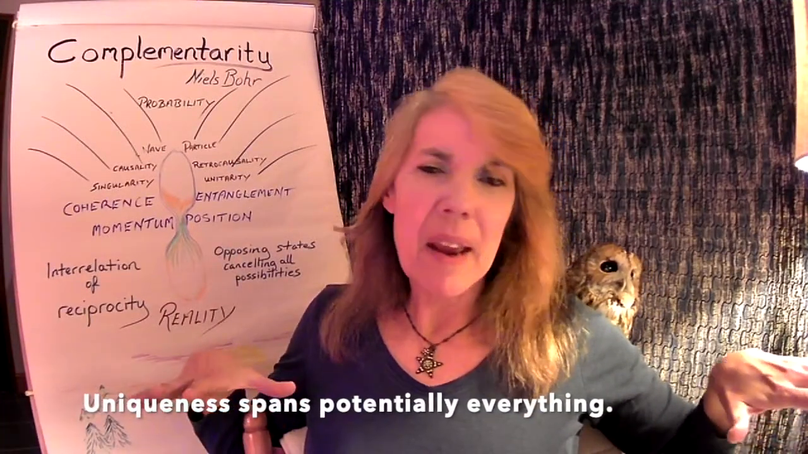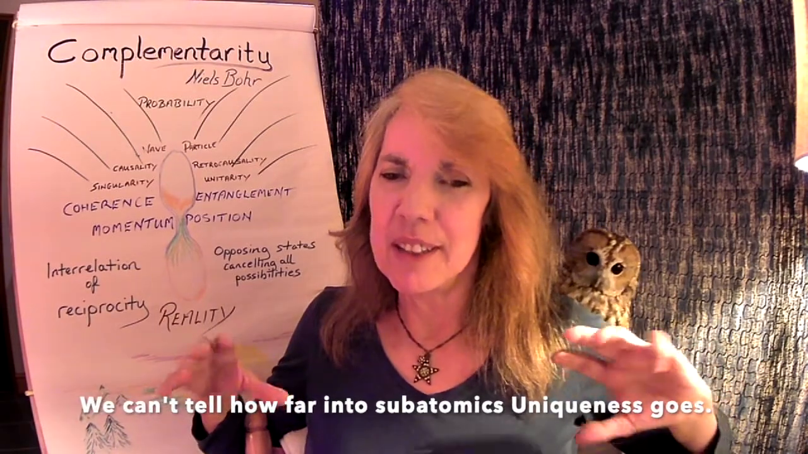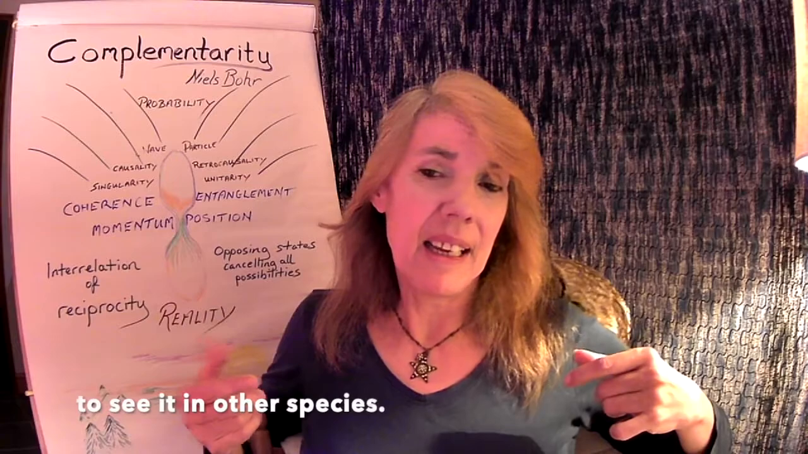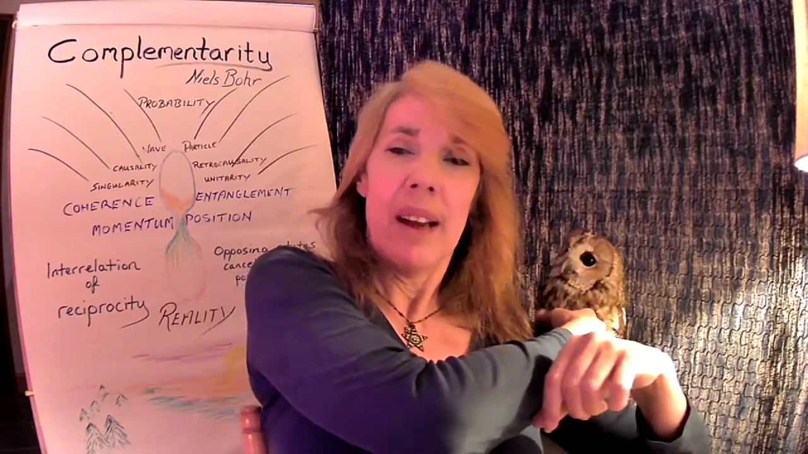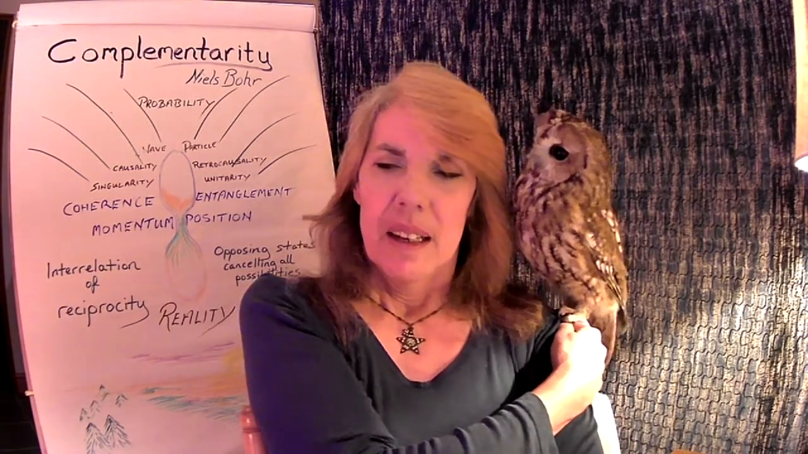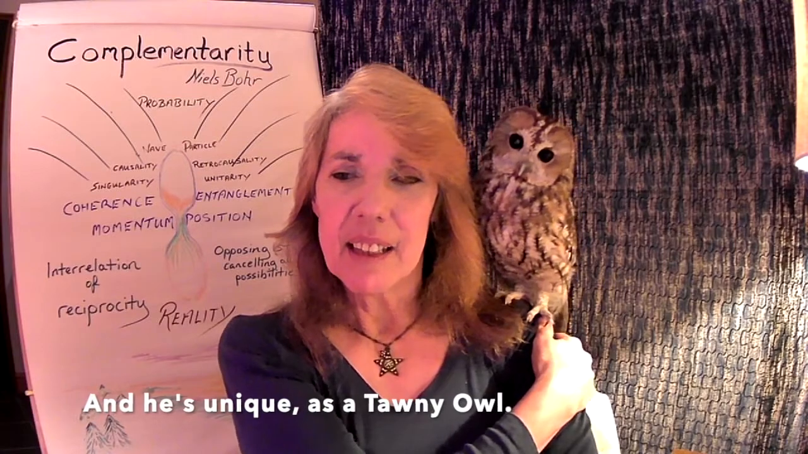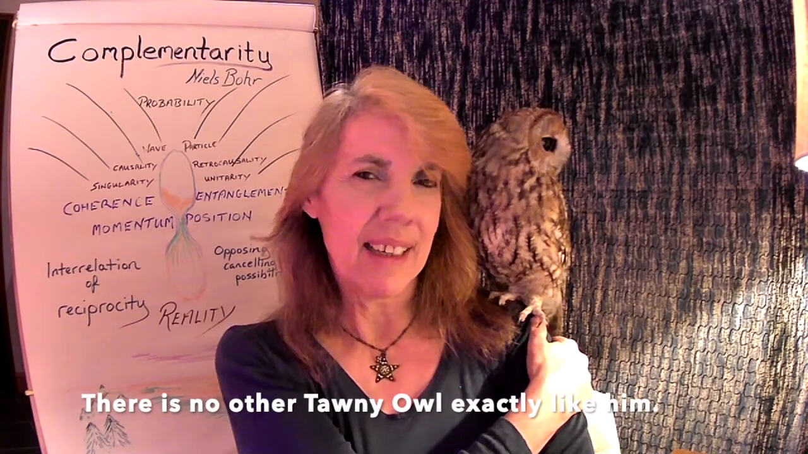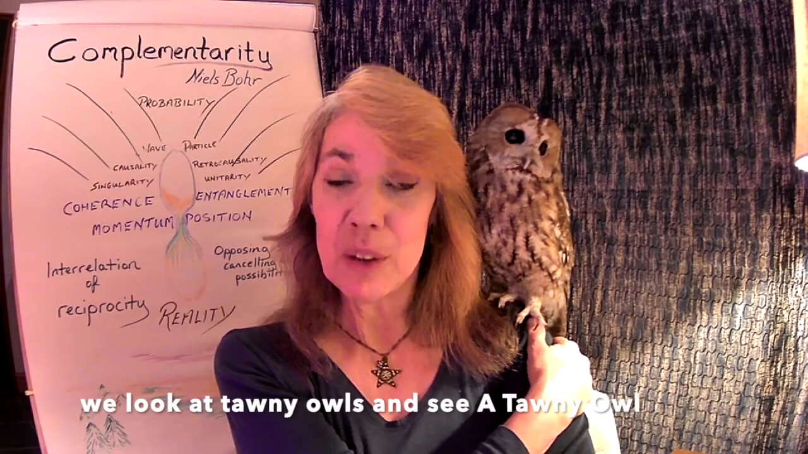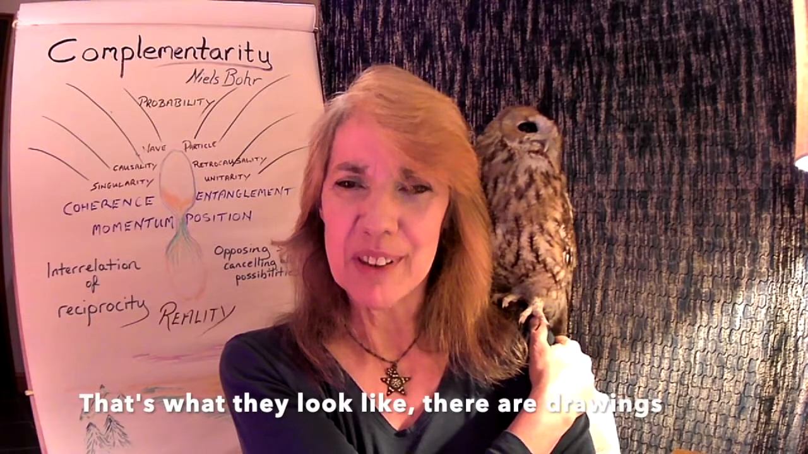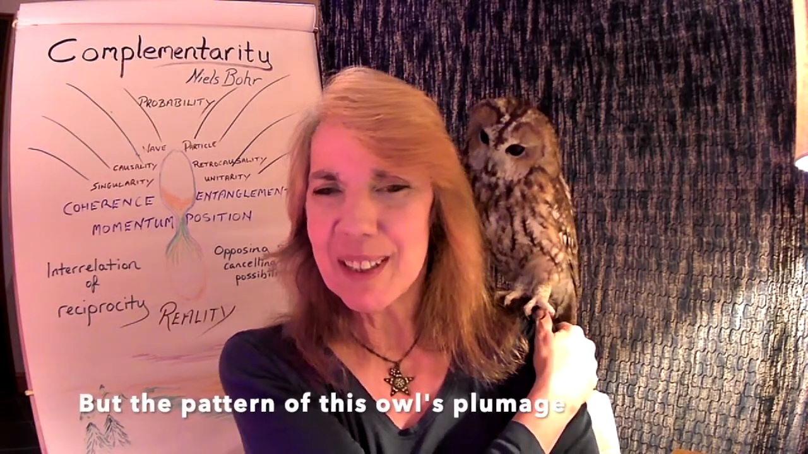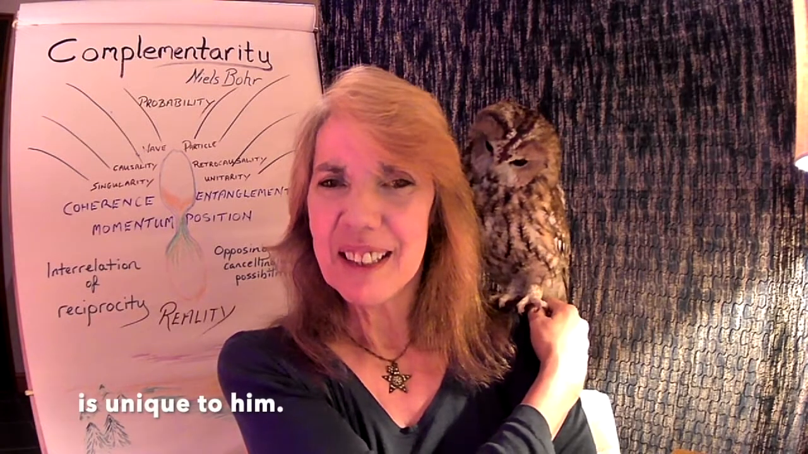Uniqueness spans potentially everything. In fact, we can't tell how far down uniqueness can possibly go. We can see it in our own species, but we're hard pressed to see it in other species. For example, this is a tawny owl. And he's unique as a tawny owl. There is no other tawny owl who looks exactly like him. But we wouldn't be able to tell that, because we will look at all tawny owls and see a tawny owl. That's what they look like. There are drawings in the books that tell us what they look like. In fact, it's not as simple as that. The feather structure of what's on his plumage and the way he looks is unique to him.